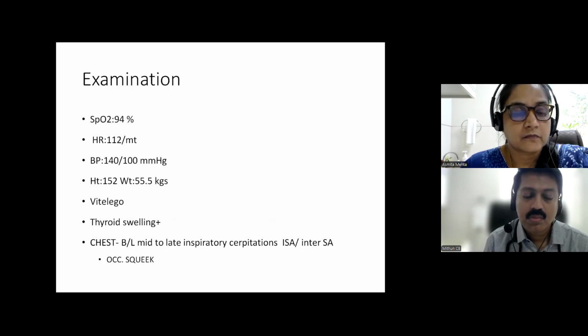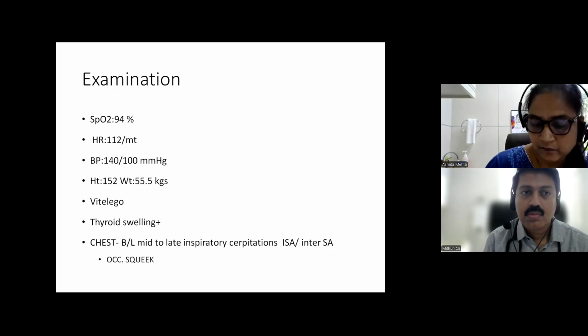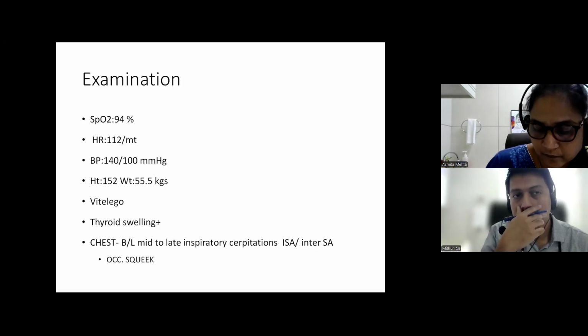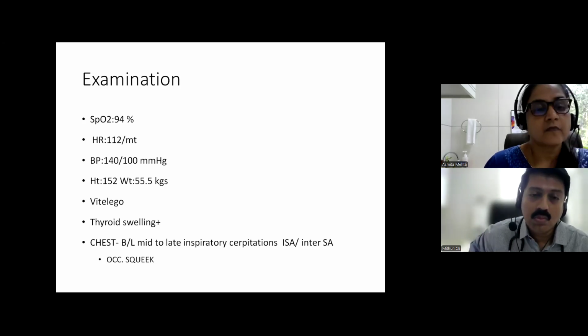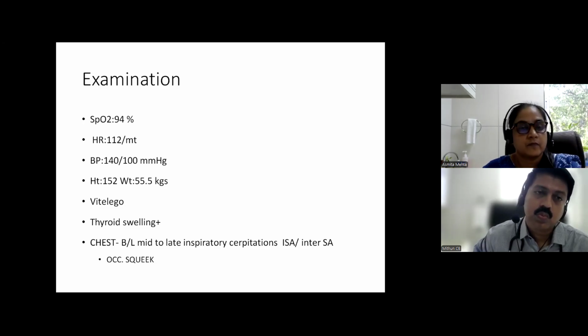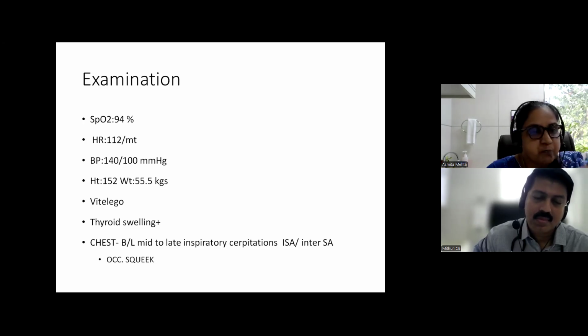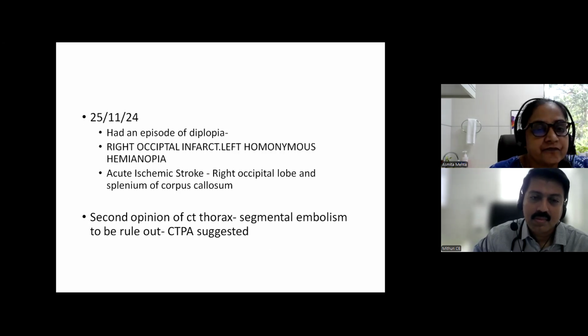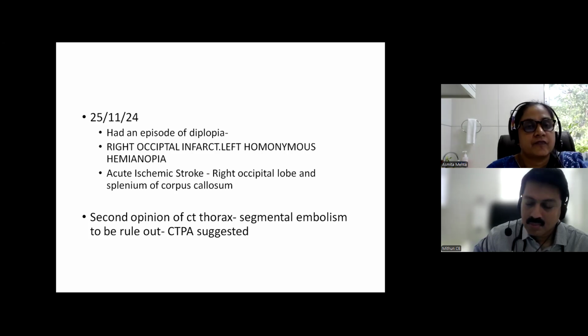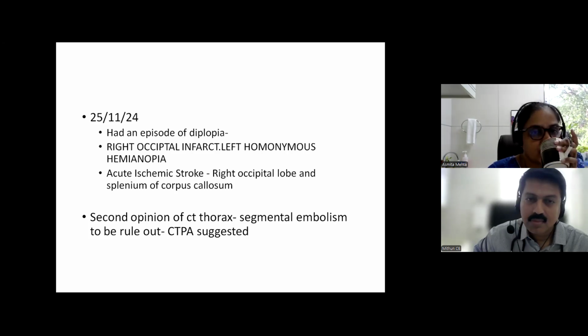On examination, her saturation was 94% with a heart rate of 112 and a BP of 140 over 100. Vitiligo was noted, and a thyroid swelling was there. On examination of the chest, there were mid to late inspiratory crepitations in the bilateral infrascapular and interscapular areas. I sent the initial investigations.